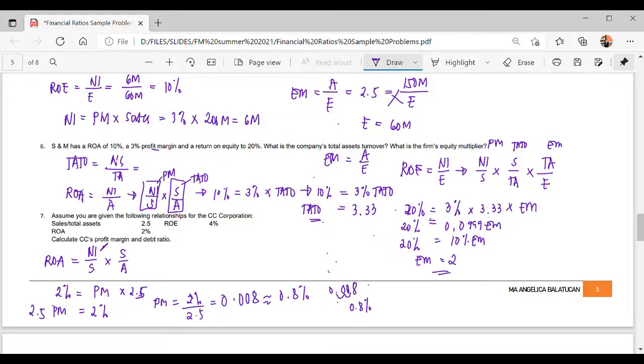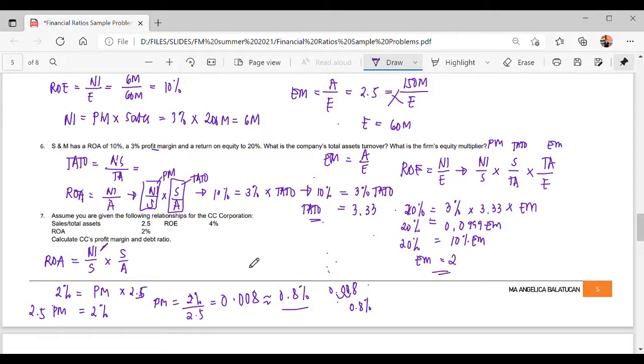Okay, so the answer for the profit margin is, again, 0.8%. Usually, if you're asked for the margin, the profit margin, you need to use the percentage. So this one is easier to understand per 100: 0.8. Per 100 of sales, 0.8 ang profit. Okay? So, gamay kaayo.